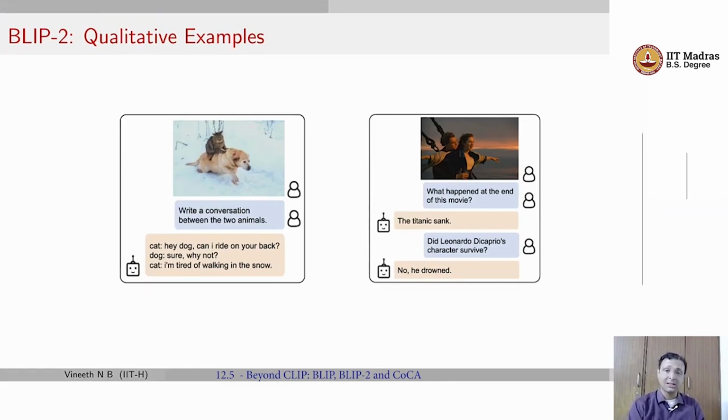We are not going to talk about all the results they have in their paper. They have a various set of results, and I'll encourage you to look at the paper to go through all of those. But here is a simple example. They have this image and a user query as input to their model that says write a conversation between the two animals, and the BLIP-2 model says cat: hey dog, can I ride on your back? Dog says sure, why not? Cat says I'm tired of walking in the snow, and so on and so forth. Here is one more example about the Titanic movie, and there are many more that you can see in their work.